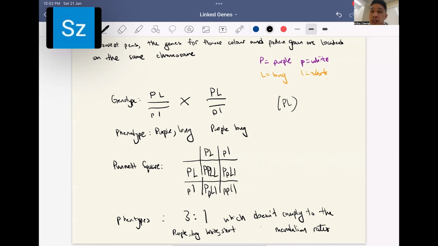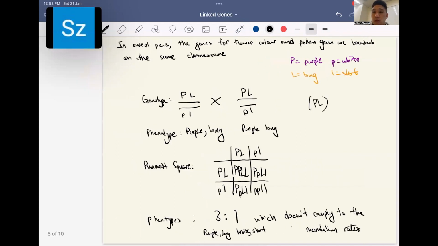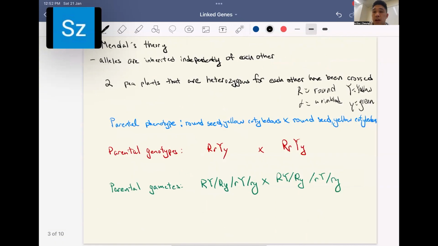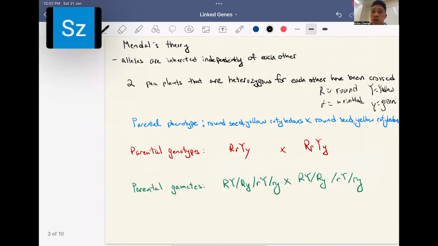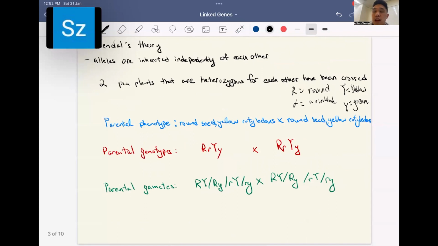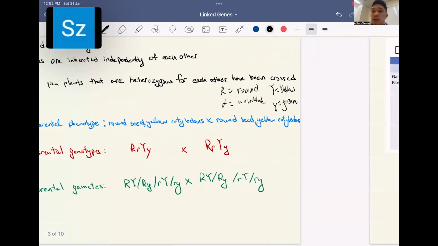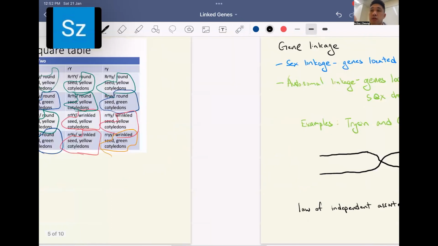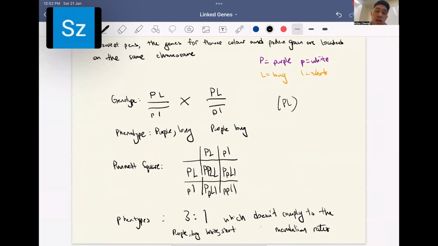Now, for the genotype, we have to be careful with the notation. Before, in the pea plant cross, we just wrote the letters out. But for gene linkage crosses, we have to either use a line to show that these alleles are connected to each other, or you could use brackets to show that they're linked. So you would have to use notation like this.